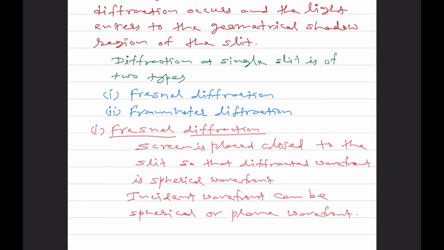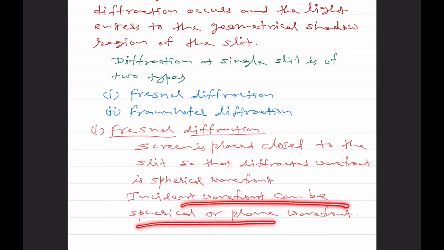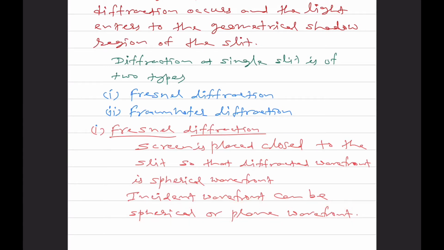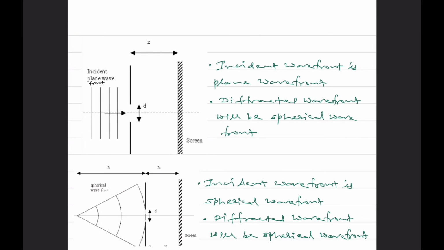To have the spherical wavefront, the screen in this arrangement should be close to the plane of the slit. The incident wavefront can be both spherical or plane wavefront, but the diffracted wavefront is a spherical wavefront, whether the incident one is plane or spherical. Try to understand this in this diagram.